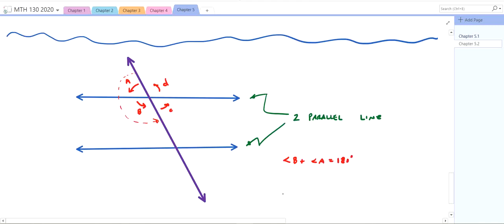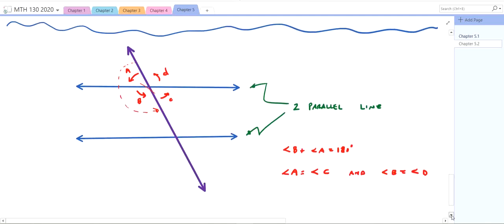So if we know one, we can find another. But there's another thing we can pick up from this diagram here. We can see that angle A equals angle C. And angle B equals angle D. And if we add all these together, they're 360 degrees. If we add angle A plus B plus C plus D, it's 360 degrees.